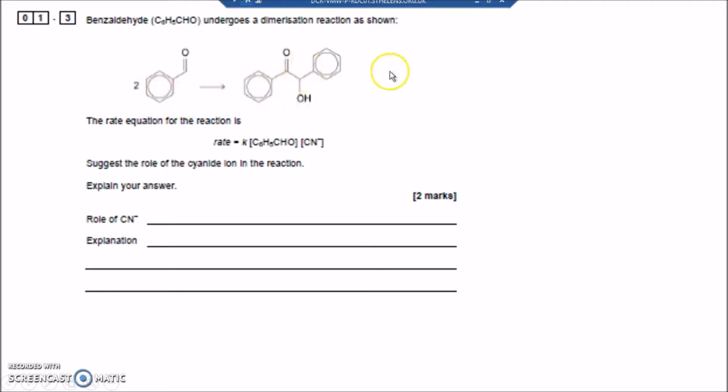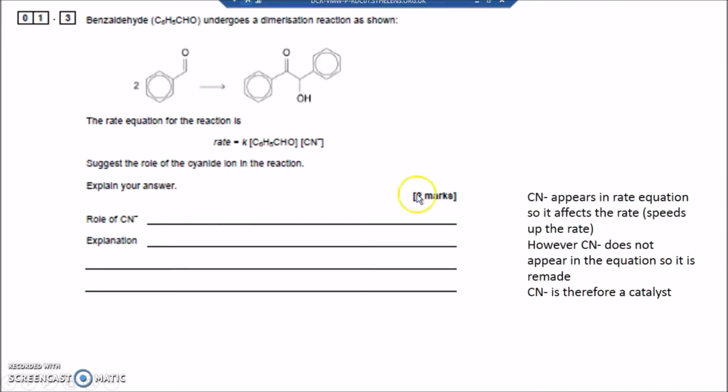Maybe it's there at the beginning and there at the end. Maybe it's remade and therefore it can cancel both sides, but it doesn't appear as a reactant or a product in the reaction at all, but it does affect the rate. So the role of a CN- ion is it's a catalyst, because it doesn't appear in the equation but does appear in the rate equation, that means that it's a catalyst.